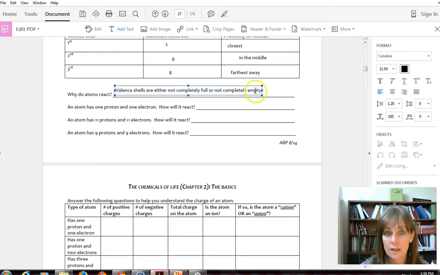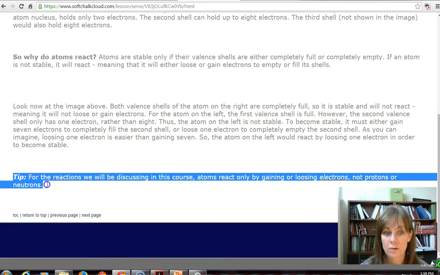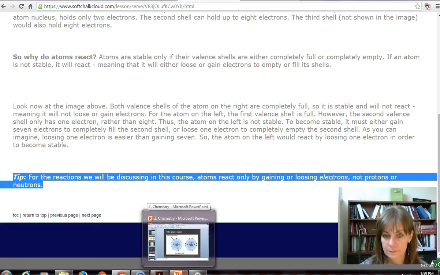The thing you need to keep in mind here is that they're reacting based on electrons. So in this problem right here, it tells you protons and electrons, but it asks you how will it react. So what do you care about? Well, you just care about electrons. And as a tip at the bottom of our sheet here, it reminds you that the reactions we discuss in this course, atoms react only by gaining or losing electrons, not protons or neutrons. Okay, in chemistry you might learn about some things that are a little more complicated than that. But for our purposes, we're just talking about electrons.